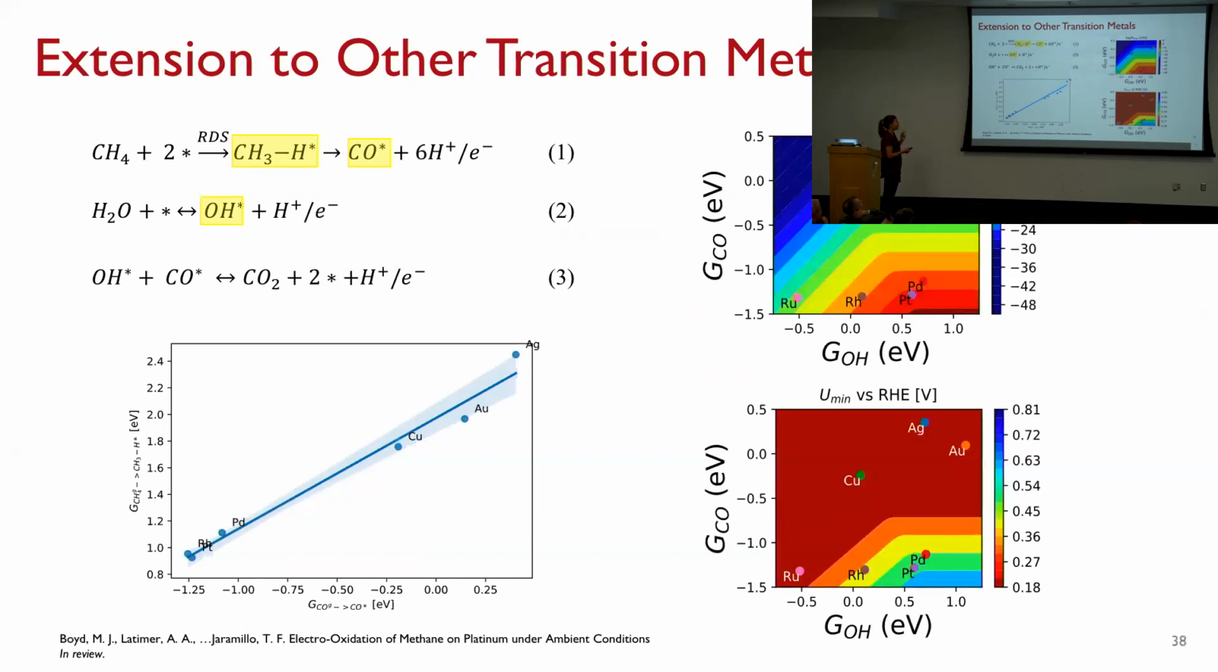What we find is that out of all of the metals studied, platinum seems to be sitting in one of the most favorable regions, namely that it has one of the weakest OH bindings, but also one of the strongest CO bindings. So we're in this sort of red region here where we have high methane activation rates, even though we have to go to relatively high potentials compared to some of the others to get that maximum rate.